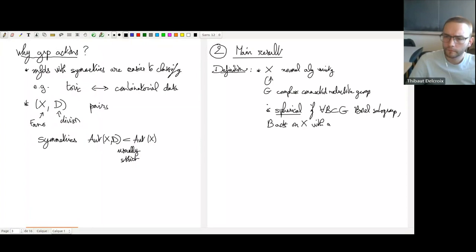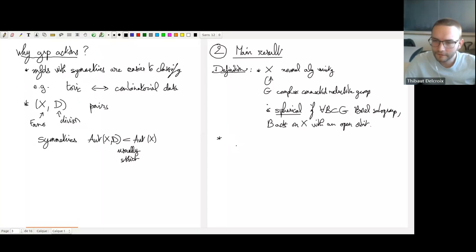So open in Zariski topology, so particularly it is open and dense in the complex manifold, say if it's smooth, with the classical topology. So this is the definition of spherical variety. We'll probably see examples later.